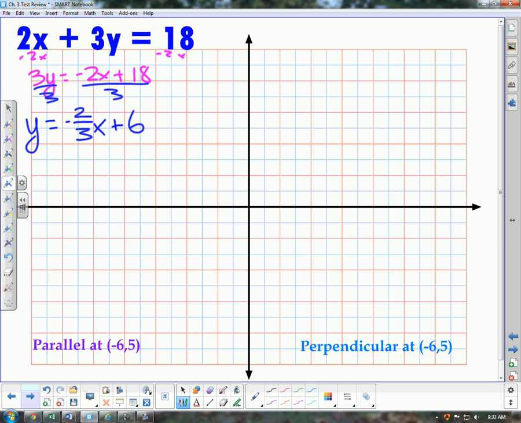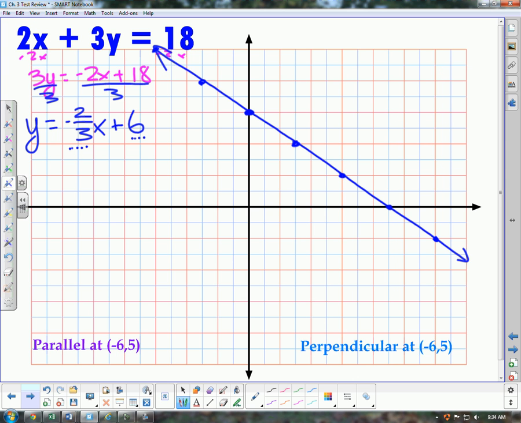And so we would go up to 6 on our y-axis because of the y-intercept. And since our slope is a negative 2/3, we go down 2 and to the right 3. And we just continue that pattern forever. And up 2 and to the left 3. Because it is a negative slope, it has to go down and to the right. And there is our line.